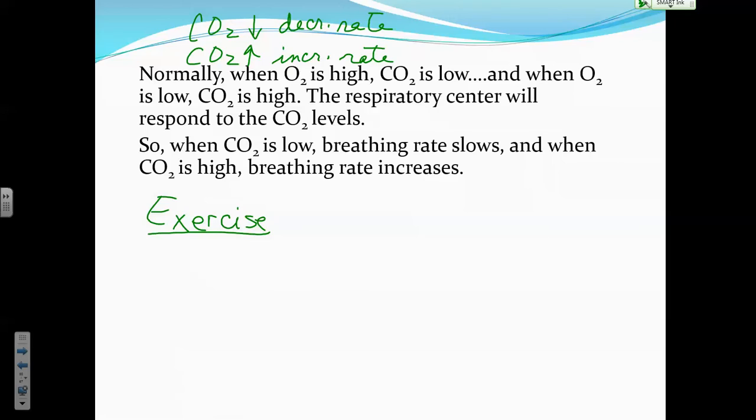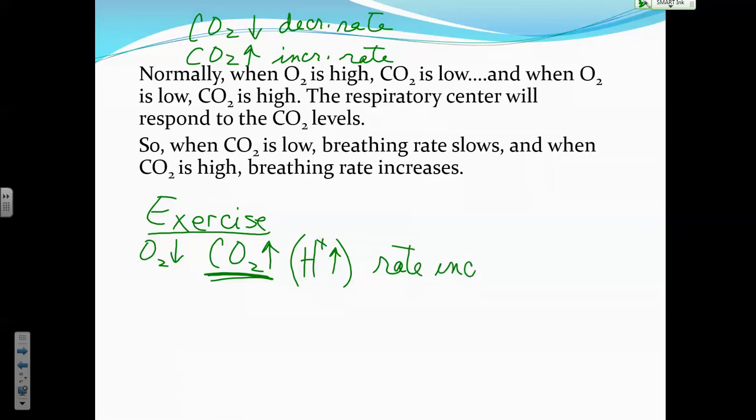So as you exercise, CO2 is up, and you also know oxygen is down because you've just used it. But what your respiratory system is looking at is the CO2. And in turn, hydrogen is going to be up. I'll put in parentheses, hydrogen is up, because CO2 and hydrogen are always the same. So that causes the breathing rate to do what? Increase.